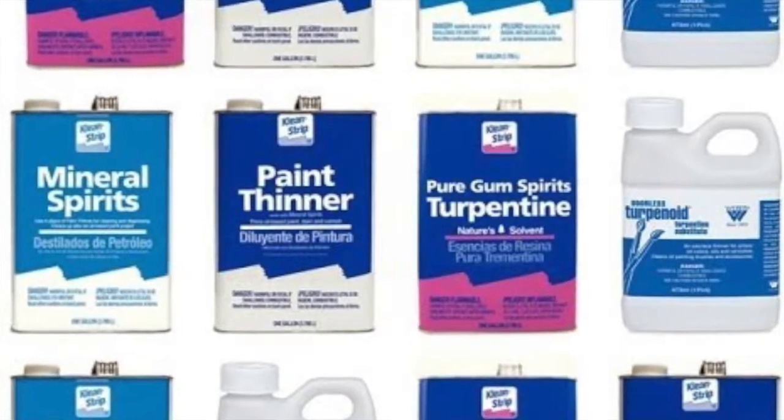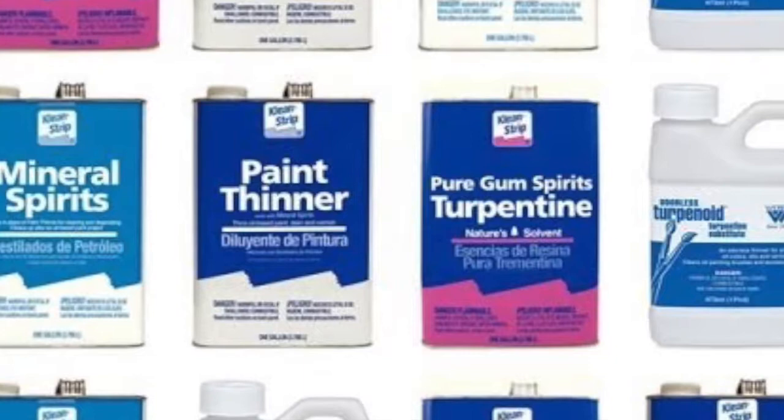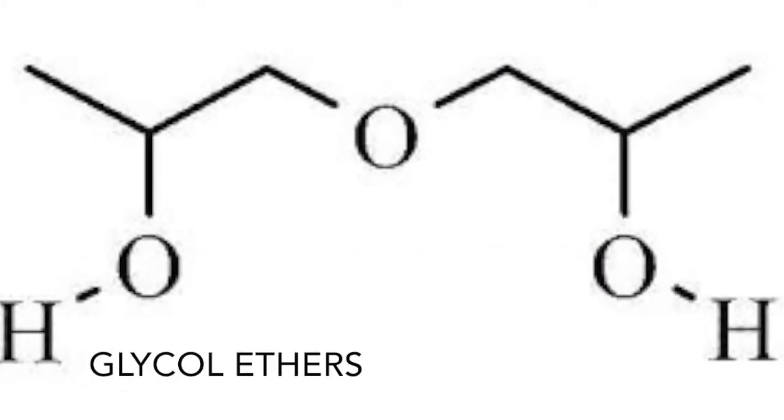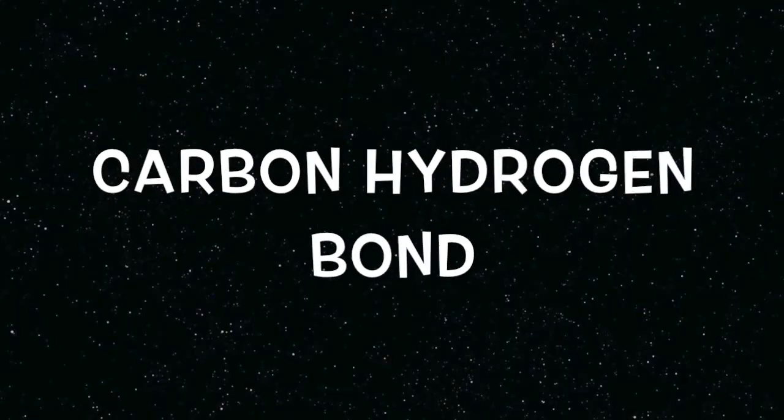The compounds in paint thinner vary depending on the kind. However, most thinners contain aliphatic hydrocarbons, glycol ethers, and acetone. What they have in common is the carbon-hydrogen bond.